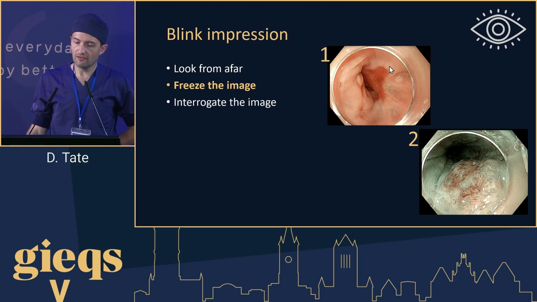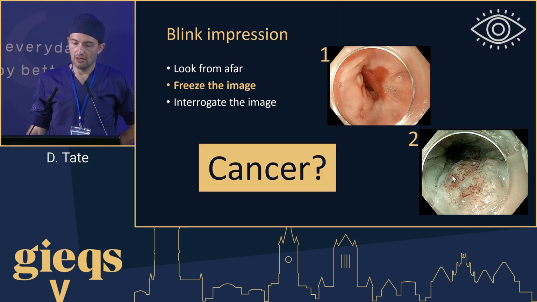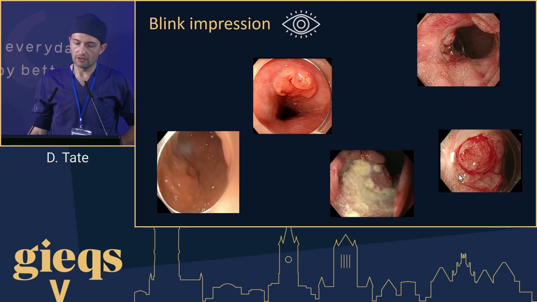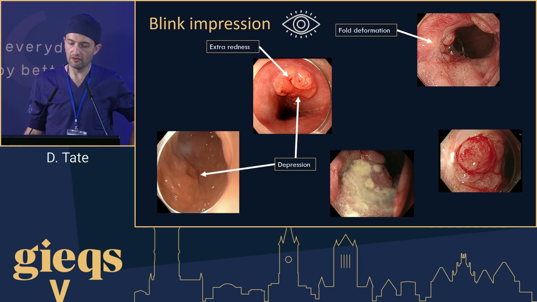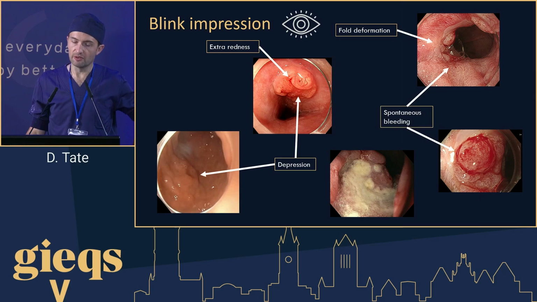Here, there's something very clear, extra red going on here, kind of a punched out area, demarcation zone. Here, there's for sure something going on and a demarcated area going on here. The question is, is it cancer or not? Here are some features that might suggest in the upper GI tract that it might be cancer: extra redness, fold deformation, depression, spontaneous bleeding.